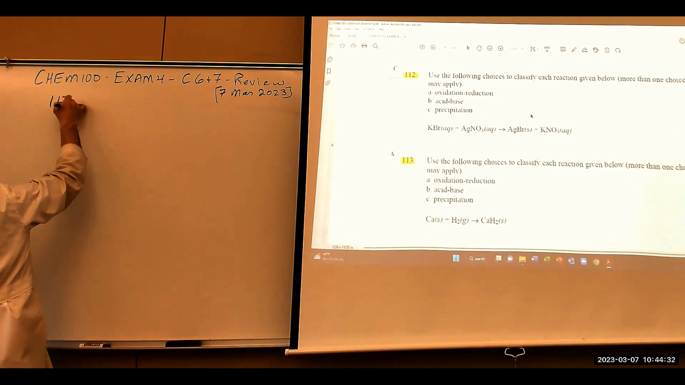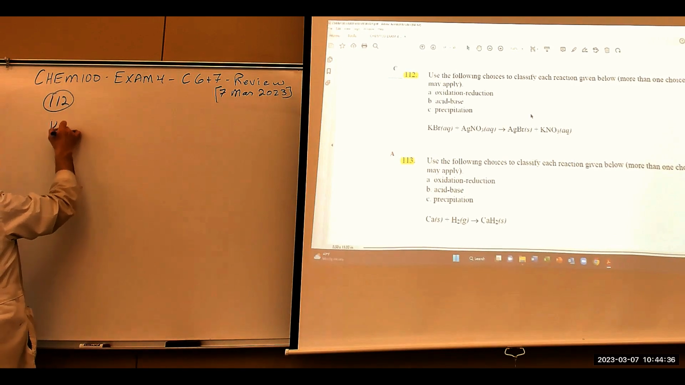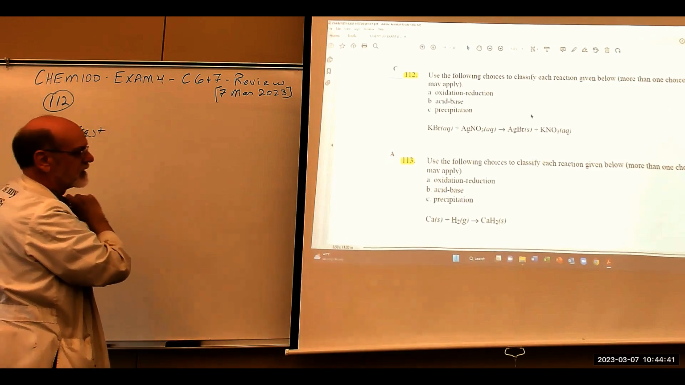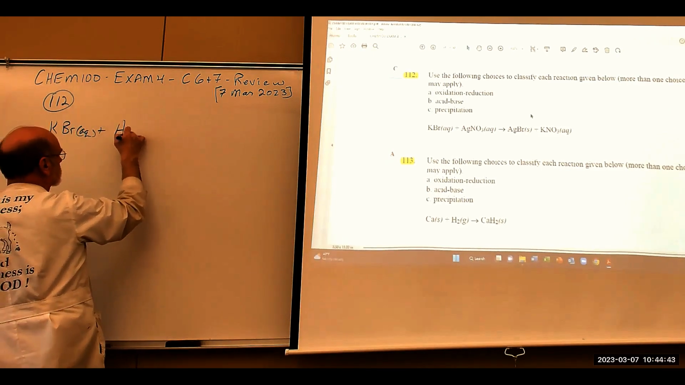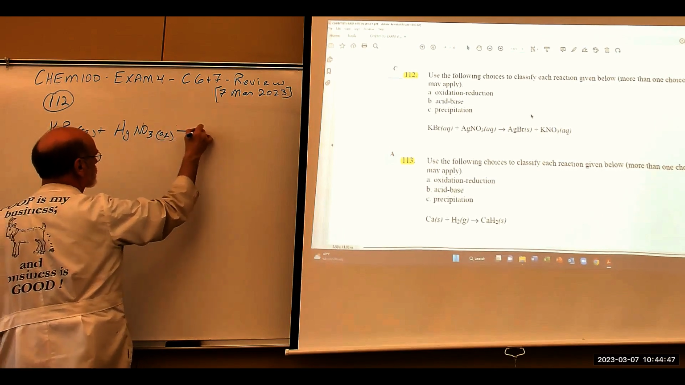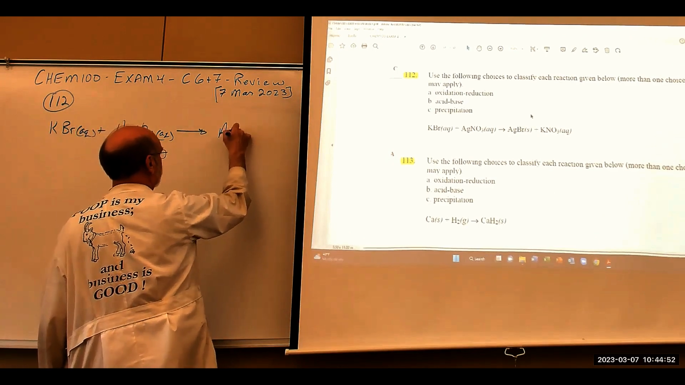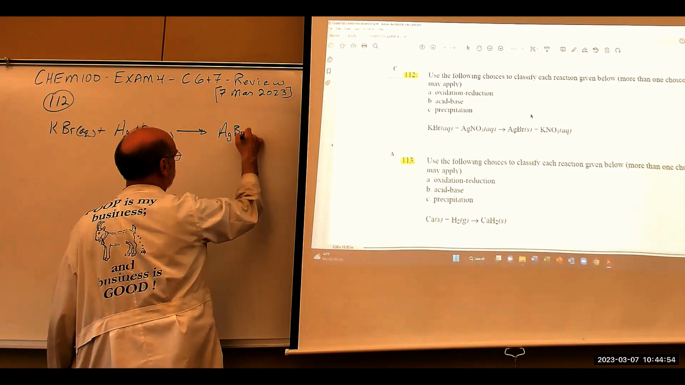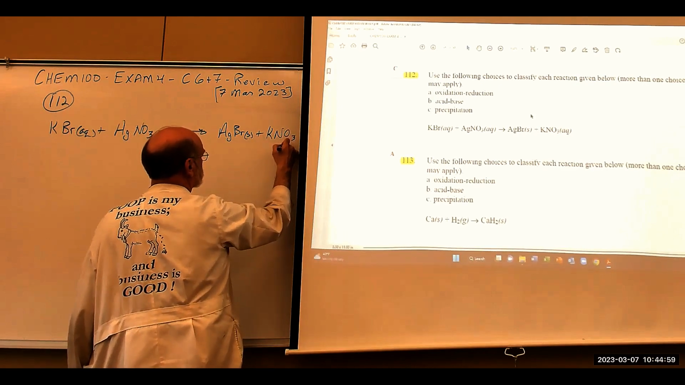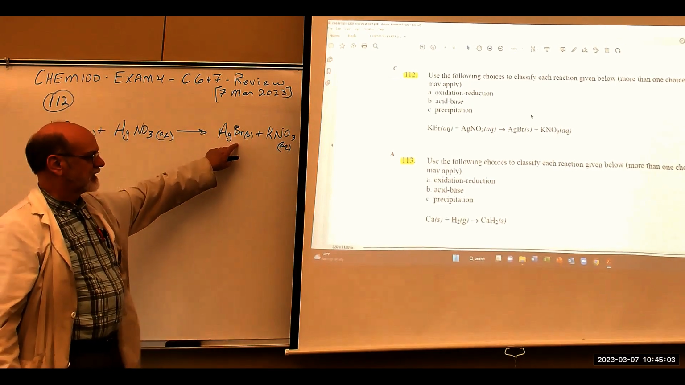112. KBr in solution. Okay. Plus what? Silver nitrate in solution. See where this one's going. Is it going to make a solid? Silver bromide. Yes, it is. Plus potassium nitrate still in solution. This is a precipitation reaction.